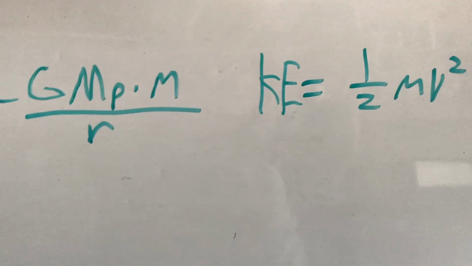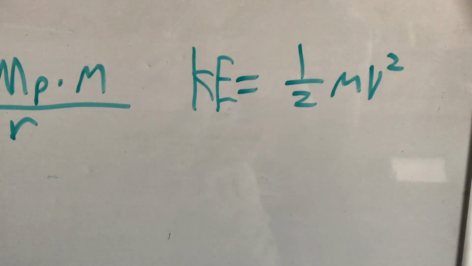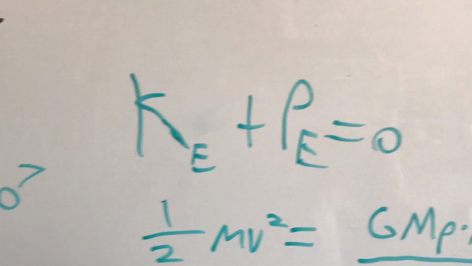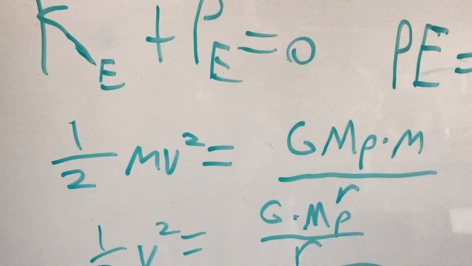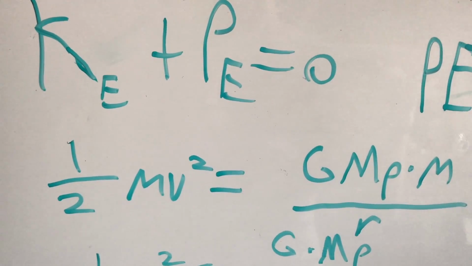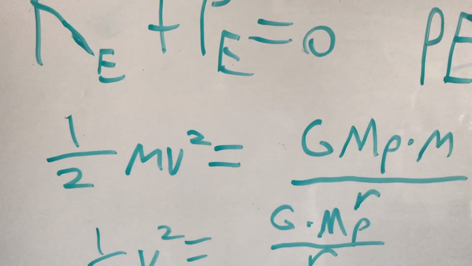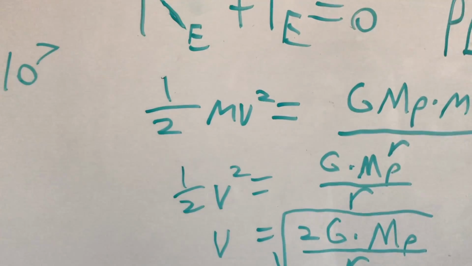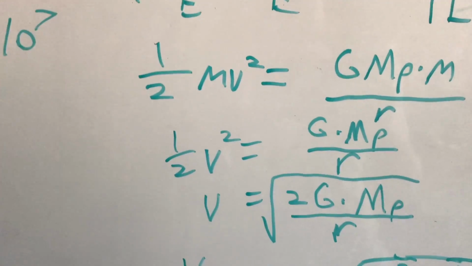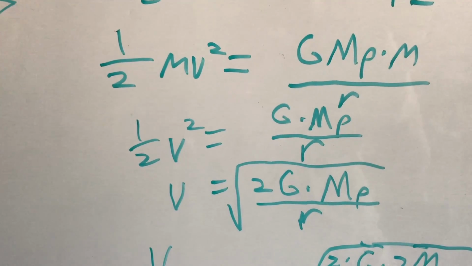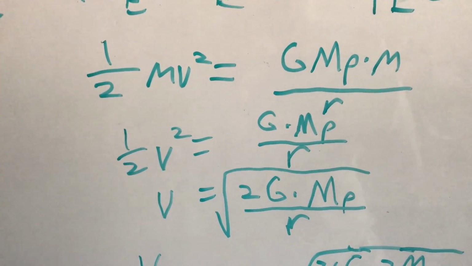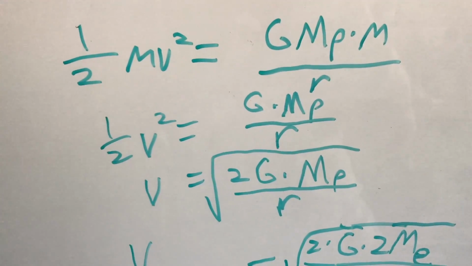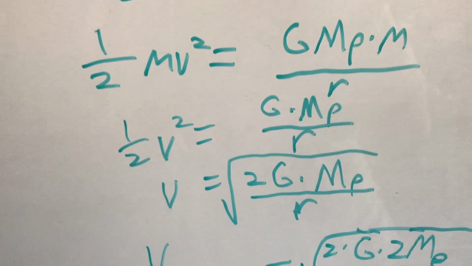And for kinetic energy, we will use the equation kinetic energy equals 1/2 mv squared. So we go back to our first equation, and then we plug values in, and we set them equal to each other. So we have kinetic energy equals potential energy. Then our next step is, since they both have a mass constant, we cancel that. And then we rearrange it with algebra to get the escape velocity by itself.